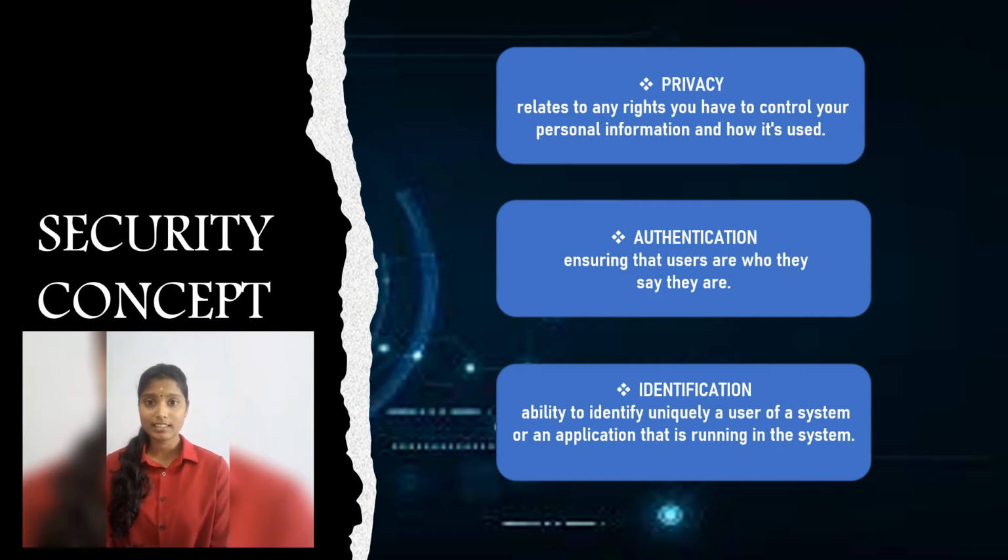And the third security concept is identification. Identification is the ability to uniquely identify a user of a system or an application that is running in a system. Security systems use this method of identification to determine whether or not an individual has permission to access an object.